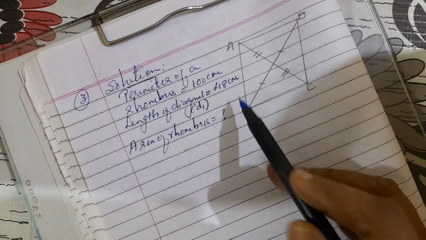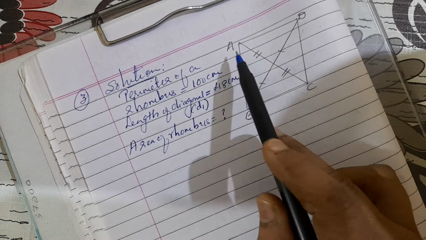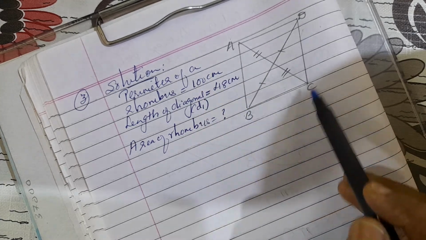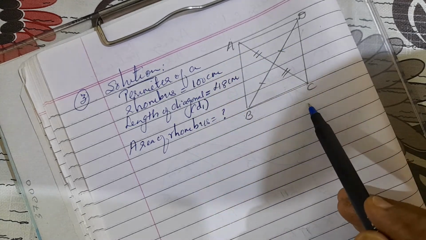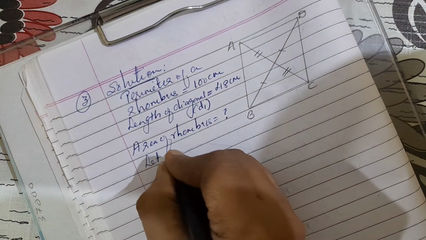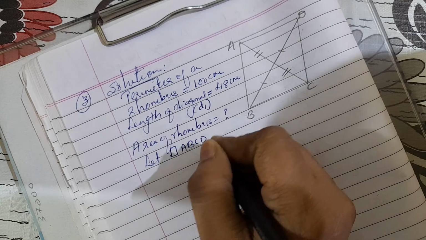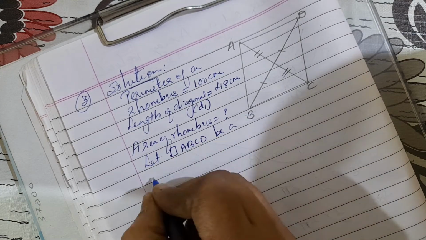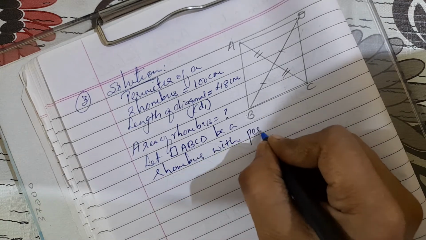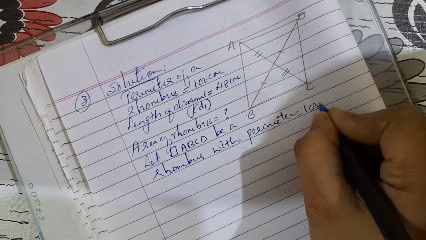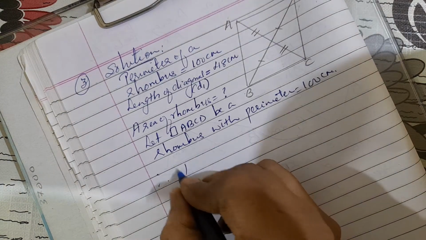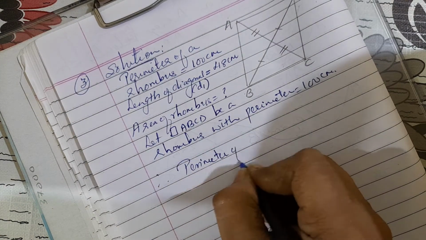Now you can see, children, I have drawn a rough figure of a rhombus. Say for example we take a rhombus ABCD, and suppose the perimeter of this rhombus is 100 centimeter. So let us write down: let quadrilateral ABCD be a rhombus with perimeter equal to 100 centimeter. Now, children, what is the formula for the perimeter of a rhombus?